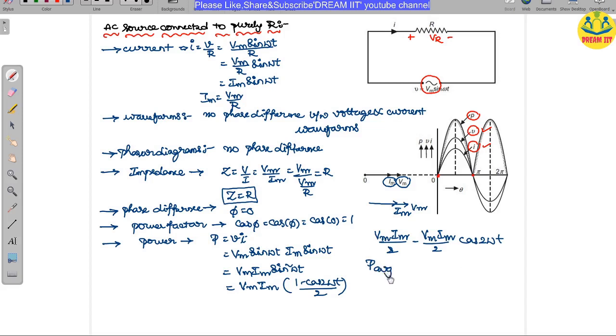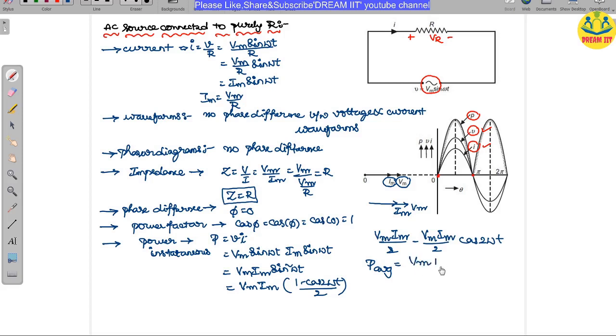This is the instantaneous power. If you see here, what is the average power? Because it is a cosine waveform, if I calculate the power for one complete cycle, the fluctuating power will become 0. That means the second part will become 0.